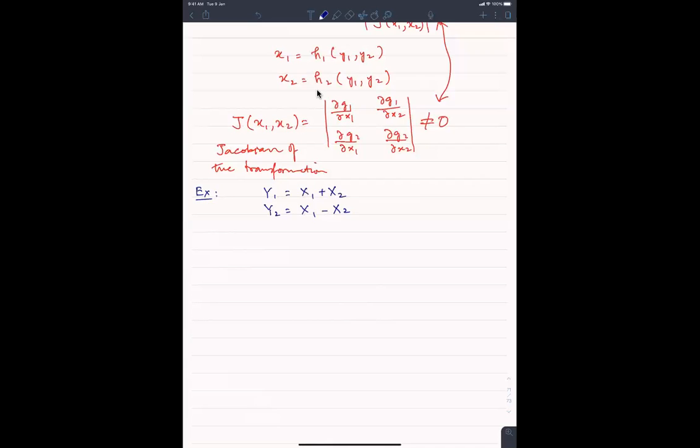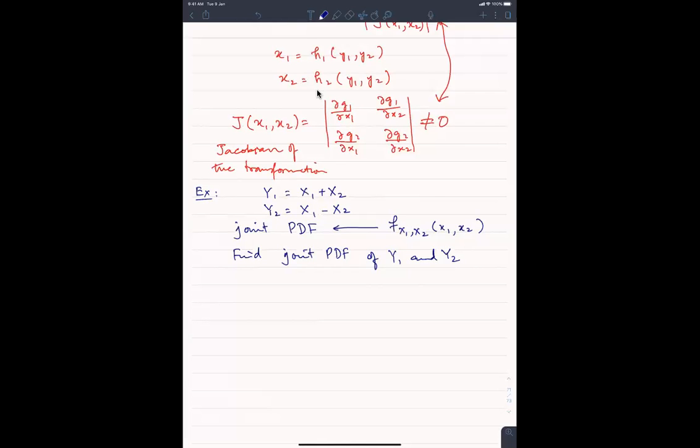And x1 and x2 are jointly distributed with joint density function f x1 x2 (x1, x2). This is the joint PDF of x1 and x2. And we are asked to find the joint PDF of y1 and y2. We have to find the joint PDF of y1 and y2.